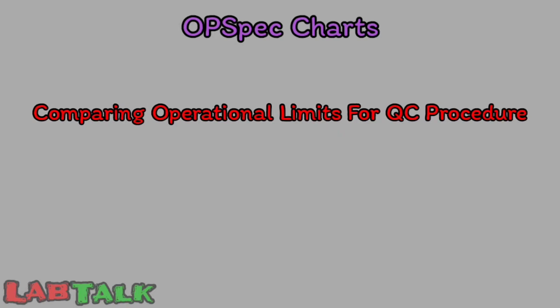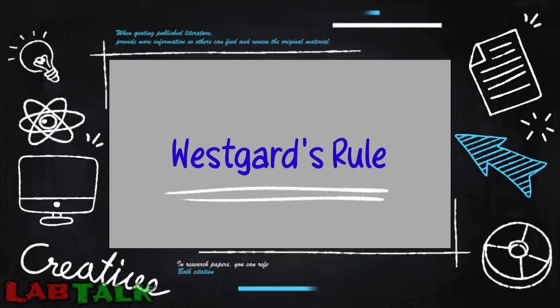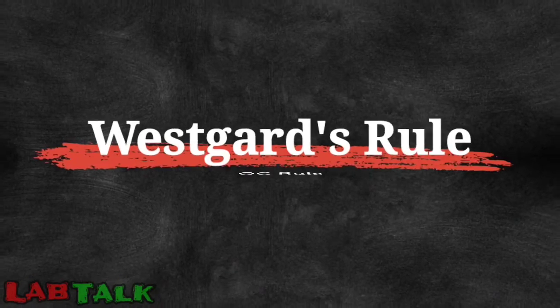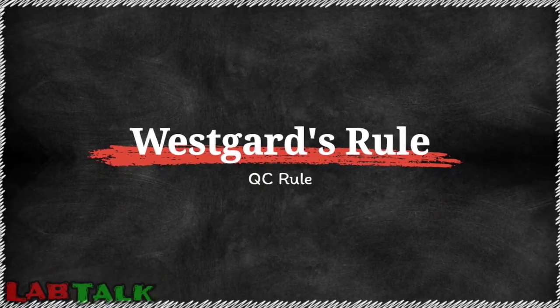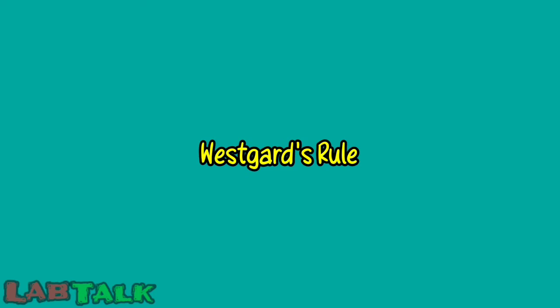OP-Specs charts can be used to compare the operational limit for different QC procedures and to select a QC procedure that is appropriate for precision and accuracy of a specific measurement procedure. Let us see now some rules which are used to analyze internal quality control data. These are called Westgard rules.